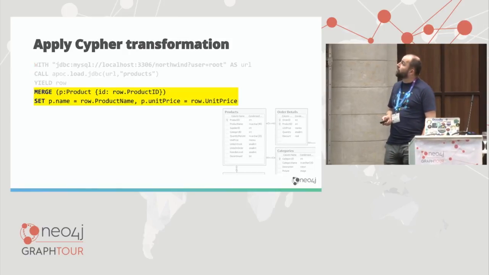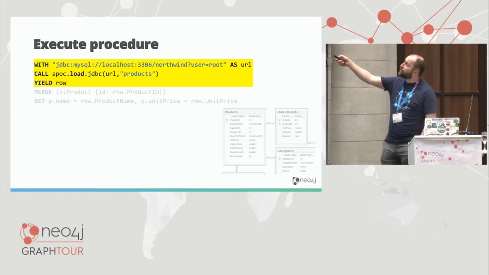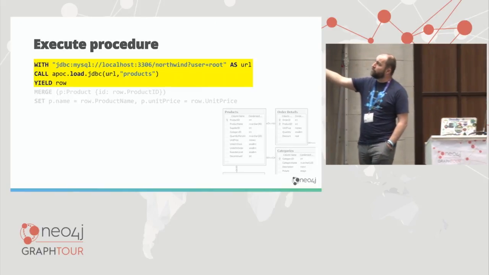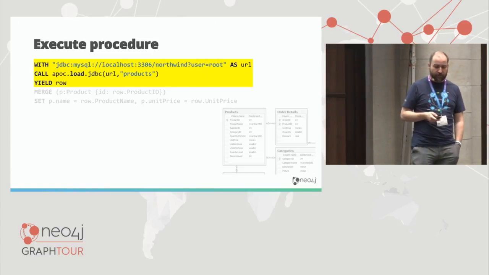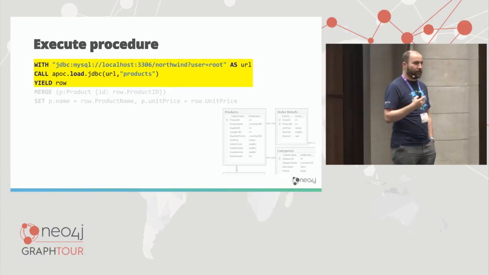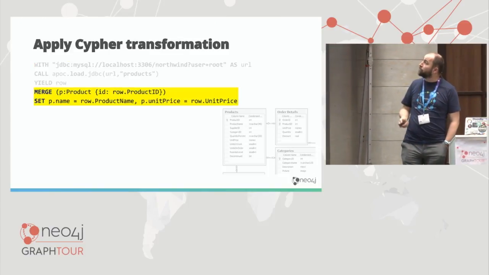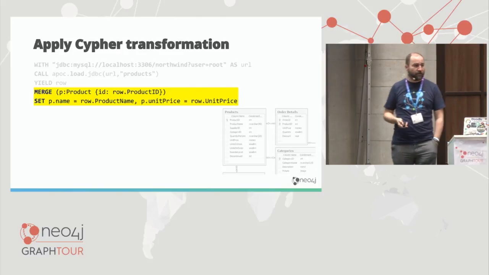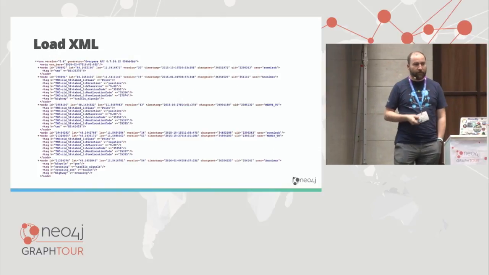So basically that. For every row that comes back from the relational database, it yields a row instance, which is more or less a map or a dictionary. Then you can use that in your Cypher statement to actually, in this case, create products and set up the information.